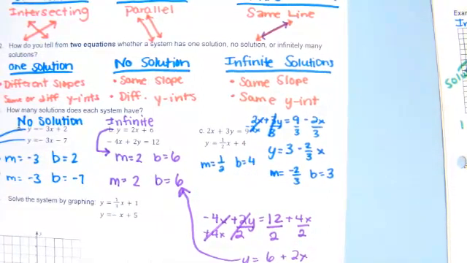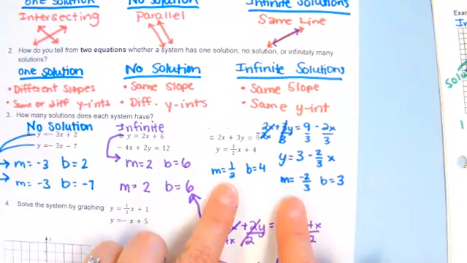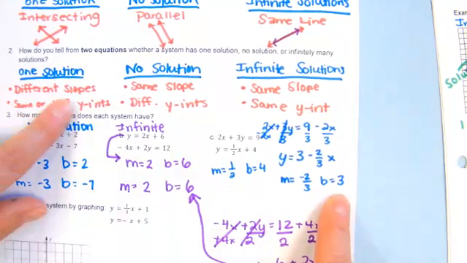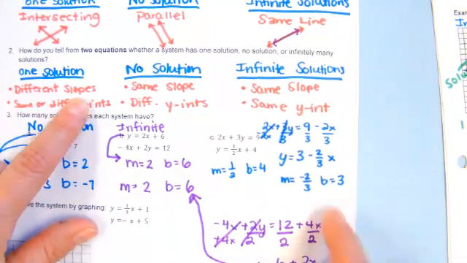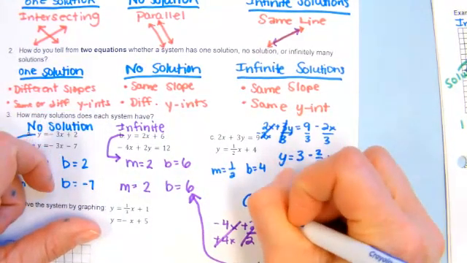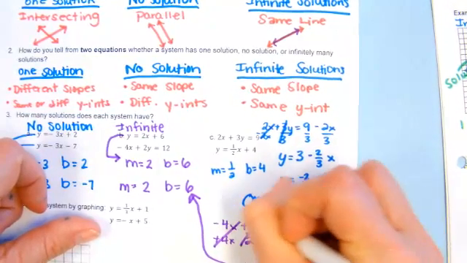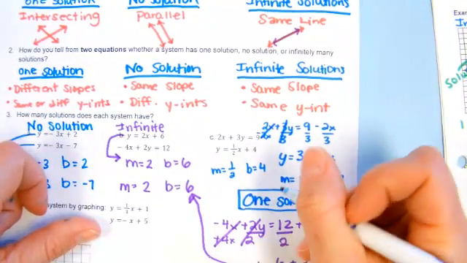All right, let's answer the question now. Do I have the same slope? No, I do not have the same slope, and I do not have the same y-intercept. So my answer here, how many solutions, different slopes, right away says that this one has one solution. And we know that this one's going to cross in one spot.